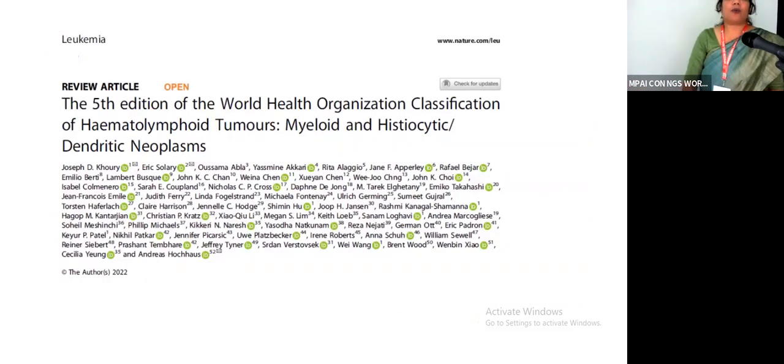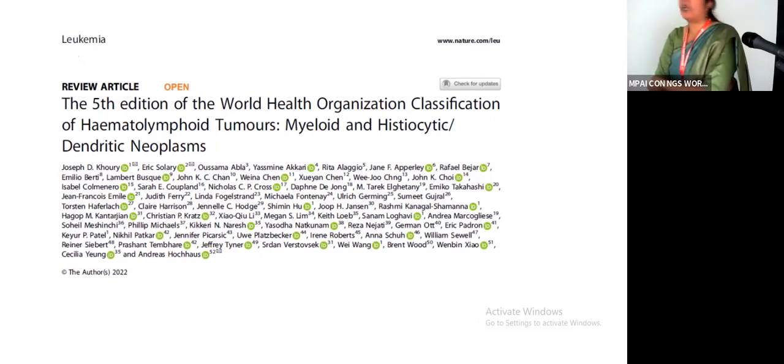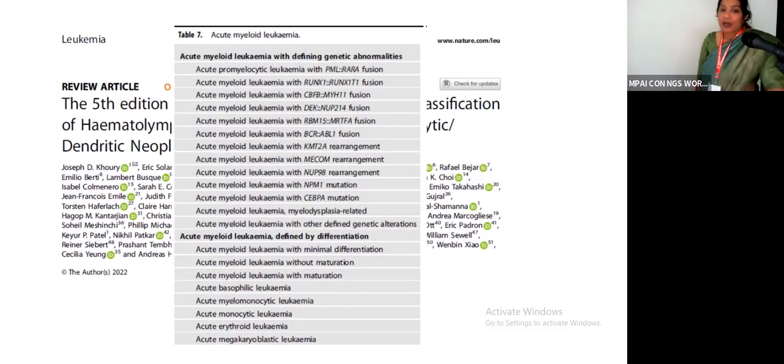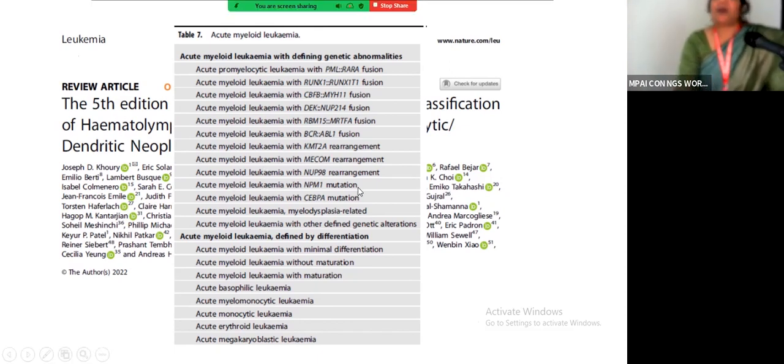So let's see, we'll go back to this. This is our Gita, Bible, and Quran for those who are dealing with hematological malignancies. Here the AML with defining genetic abnormalities have been specified. So AML with NPM1 mutation is a defining genetic abnormality.